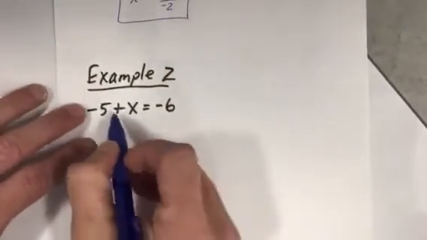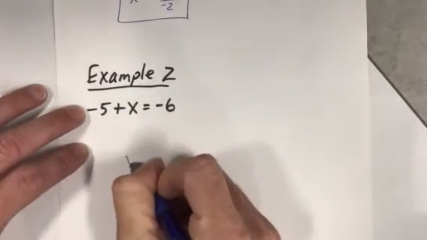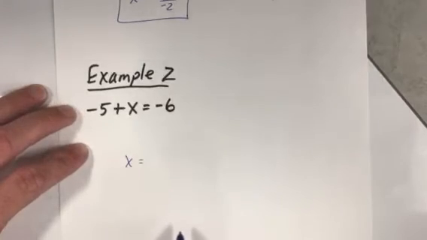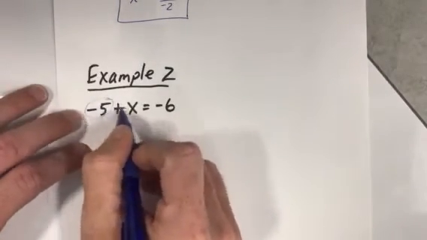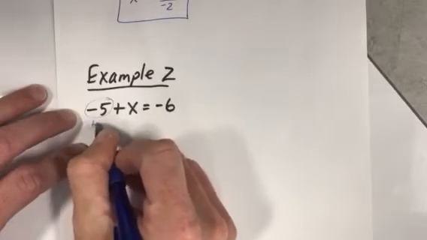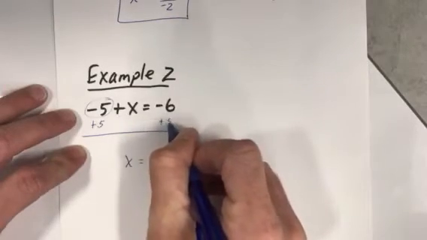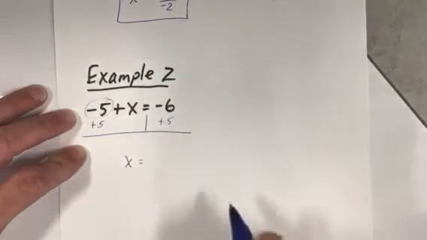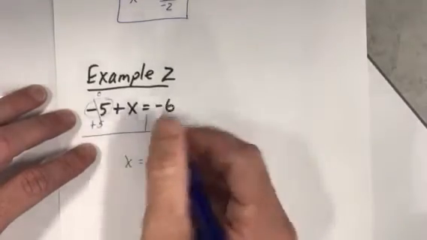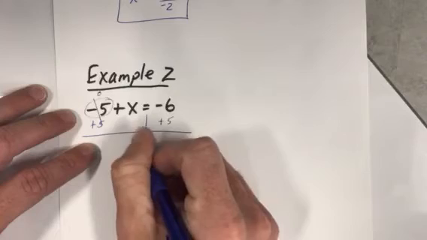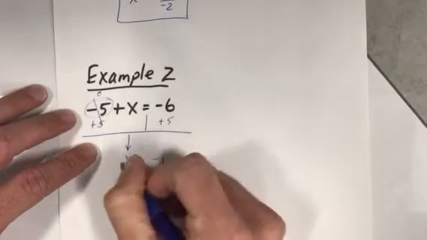Example 2, we have -5 plus x equals -6. We want the ultimate goal to be x equals, so I'm going to write that down below it. And in order to do that, this -5 is in the way. It's -5 plus x. So if we add 5, and we add 5 to the other side of the equal sign, then on the left side, this becomes 0. So it's really 0 plus x, which just gives x. And then on the right-hand side, it's -1.